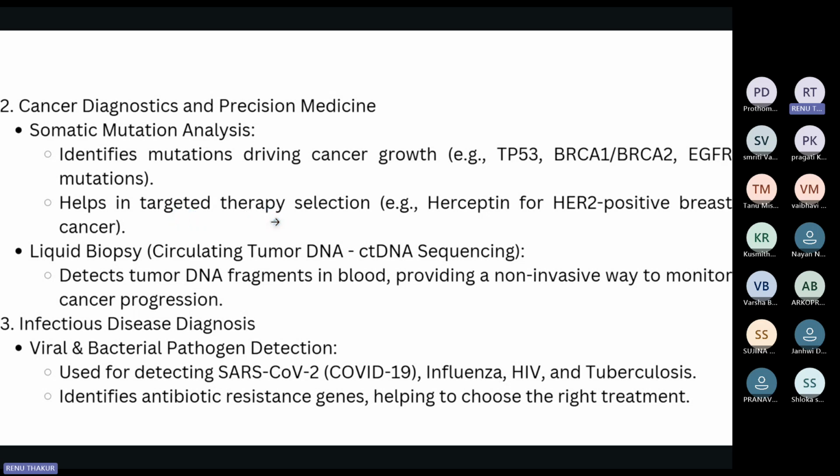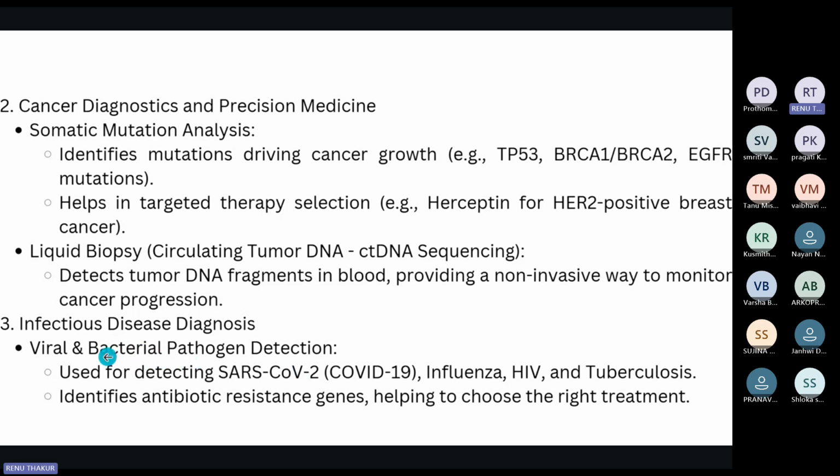If you see, you can sequence the gene, you can identify where exactly the variation has happened, which cell line you're supposed to target. So that will reduce the risk of side effects. Next, we have liquid biopsy, which is circulating tumor DNA, ctDNA sequencing. It detects tumor DNA fragments in the blood, and it provides a non-invasive way to monitor cancer progression.